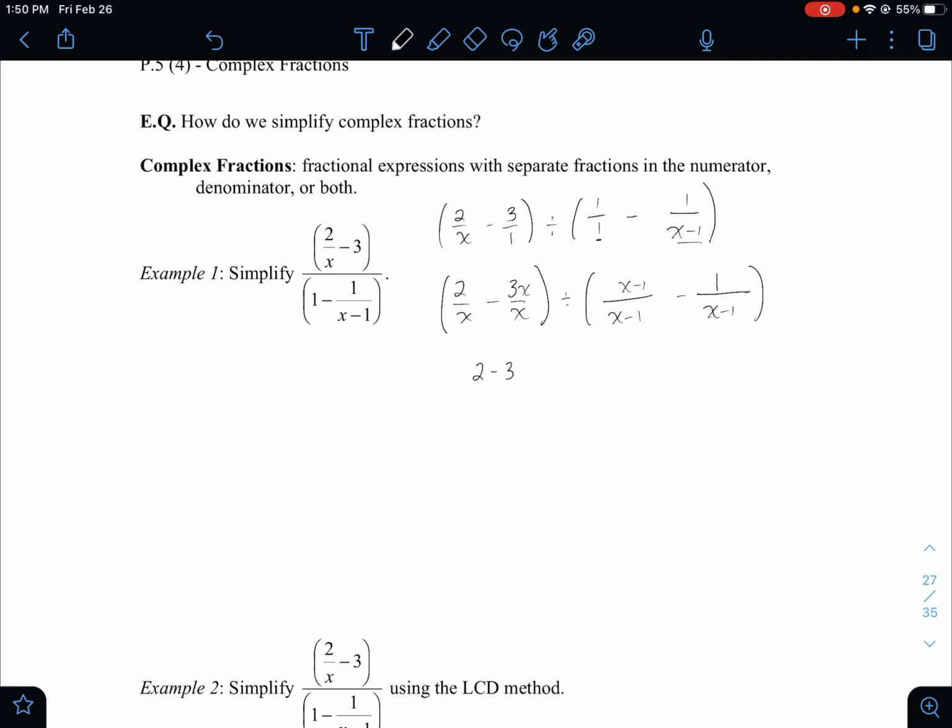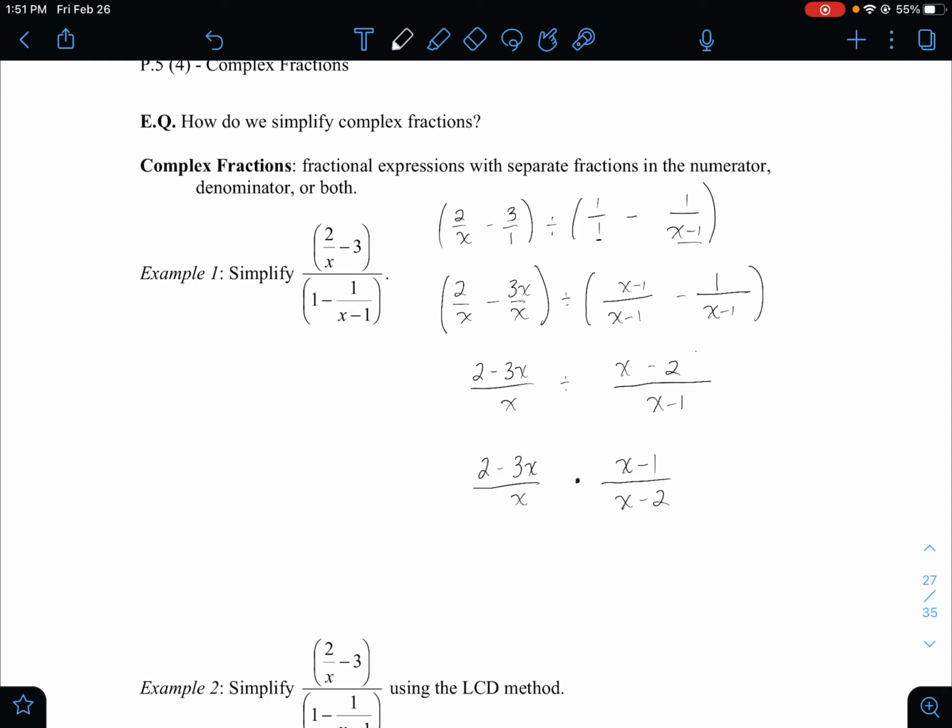So in the numerator, it's 2 minus 3x all over x, divided by x minus 1 minus 1 all over x minus 1. This minus 1, we can simplify to be minus 2. So I will just go ahead and do that. All right, so now that we have one fraction divided by one fraction, I'm going to keep the first fraction the same and change division to multiplication and flip my last fraction, or multiply by the reciprocal. So x minus 1 all over x minus 2.